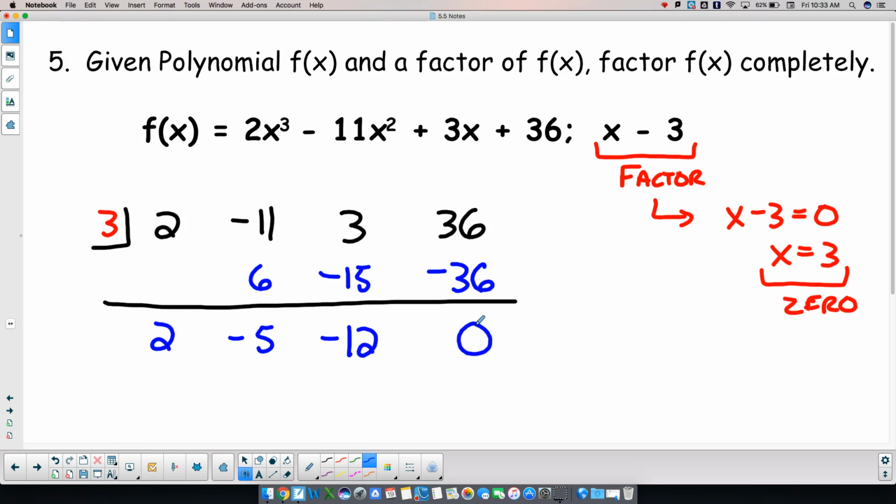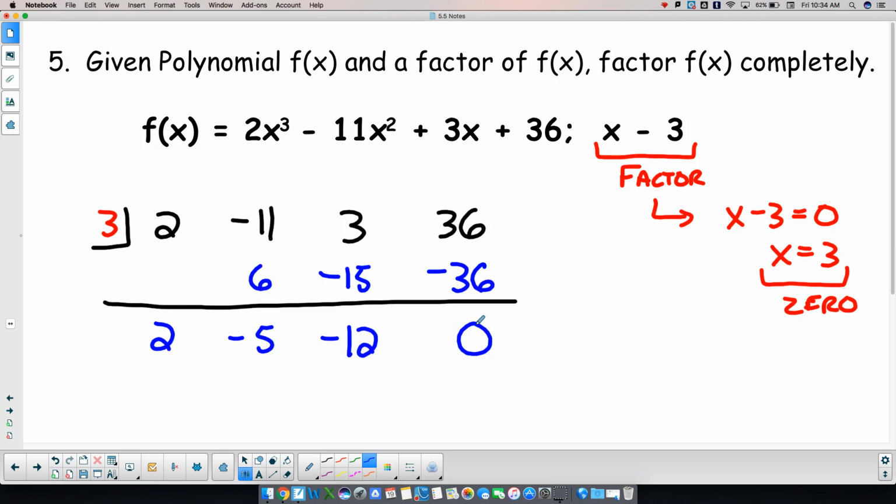Should I have gotten 0 there at the end? Yes, because it told me that it was a factor already. If I get something other than 0 on the end of something that I was told was a factor, I either did something wrong or the person's lying to me. Okay?